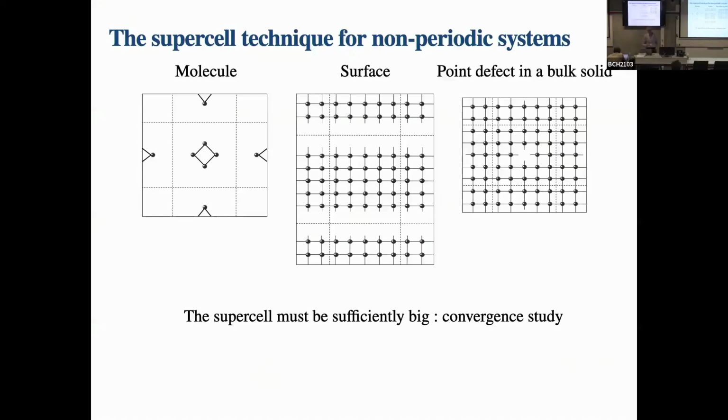If you want to simulate a surface in the same way, you can create a slab. That means that you stop the periodicity in the z direction at some stage, and you put enough vacuum in such a way that this surface does not interact with the one in the neighboring cell. And in the same way, if you want to simulate a defect, you have to take a big box that is big enough such that this defect in the center of the cell is not interacting with the image in the neighboring cell. So you need to make convergence with respect to the amount of vacuum here and here, or the size of your system, in such a way that the two defects do not interact with one another.